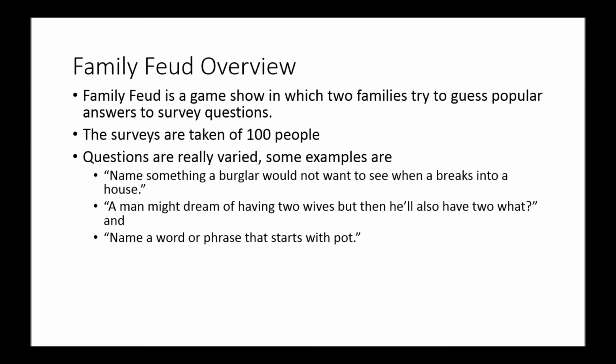So for name something a burglar would not want to see when he breaks into a house, the answers of gun and occupant were lumped together because the people that said gun really meant to say someone holding a gun. And the people that said a person, like any kind of person, all went together into one answer because that's really the same thing, at least according to whoever organized the surveys. All right?